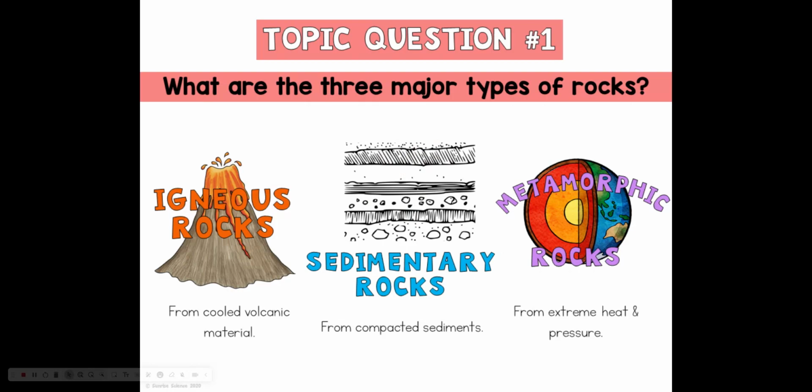So let's start off with the left one. Igneous rocks are from cooled volcanic material. So it comes from lava when it comes above ground and cools down. If it stays underground, magma is the liquid rock, and if it cools underneath, then it's also igneous rock. Sedimentary rocks we have talked about before. Those are from compacted small sediments. And metamorphic rocks form from extreme heat and pressure.